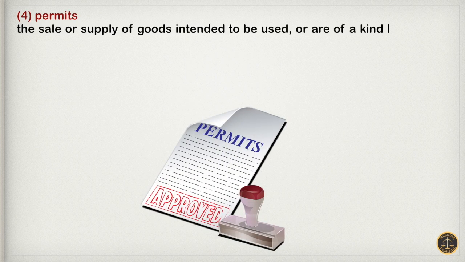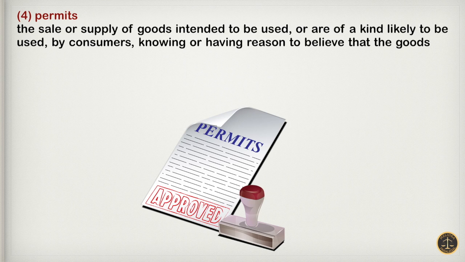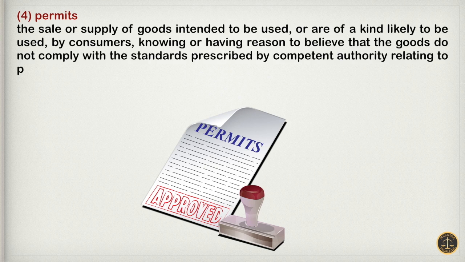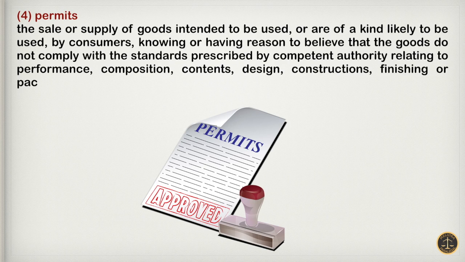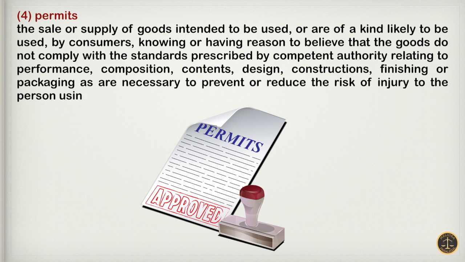Next, permits the sale or supply of goods intended to be used or are of a kind likely to be used by consumers, knowing or having reason to believe that the goods do not comply with the standards prescribed by competent authority relating to performance, composition, contents, design, construction, finishing, or packaging, as are necessary to prevent or reduce the risk of injury to the person using the goods.